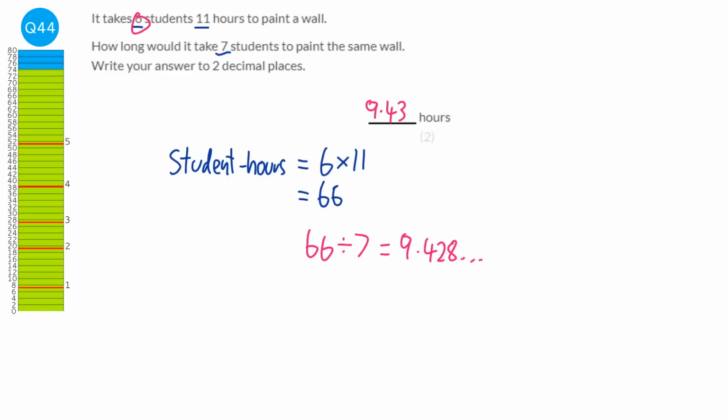We've got 6 students and it takes them 11 hours. So we'd think if we had more students helping to paint the wall, it would take less hours. So we've gone from 11 hours to about 9.5.